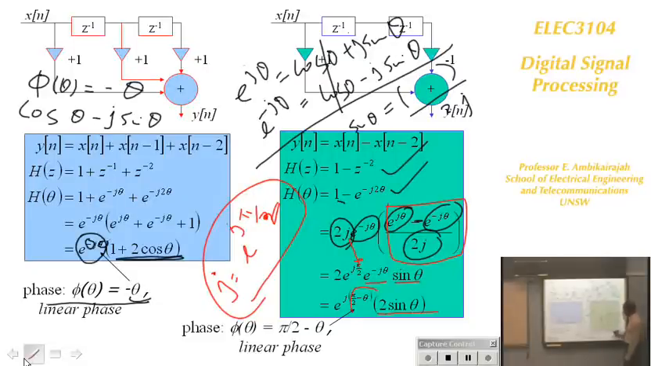And the magnitude is 2 sine theta. So the phase is pi over 2 minus theta, this is also a straight line, but just shifted. So both are linear phase filters. Can you see that? Both of them are linear phase filters.